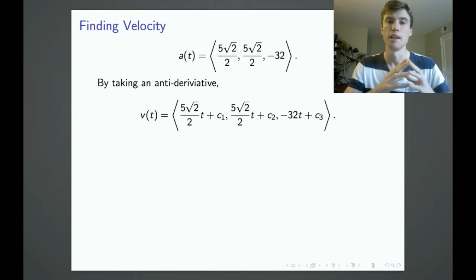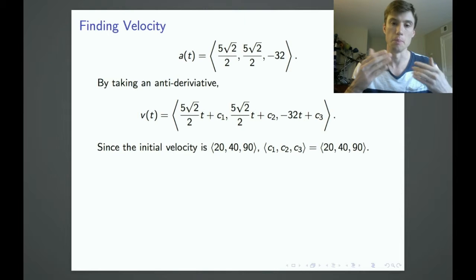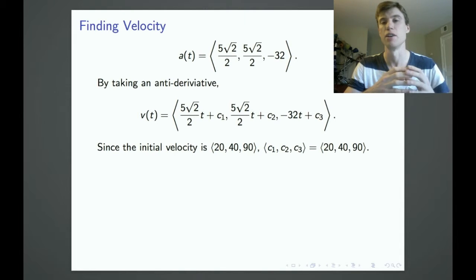Now, our choice of a velocity function depends on our initial velocity. We evaluate this family of antiderivatives at 0 and equate them with our initial velocity and solve for c1, c2, and c3. In this case, by evaluating velocity at 0 and setting it equal to 20, 40, 90, we find that c1, c2, c3 is equal to 20, 40, 90.